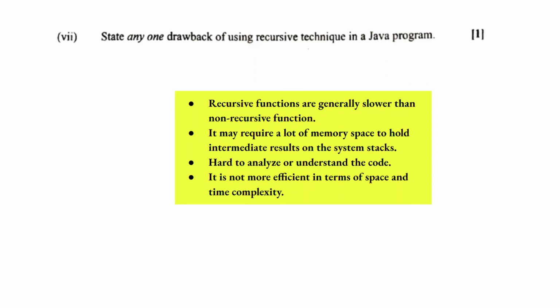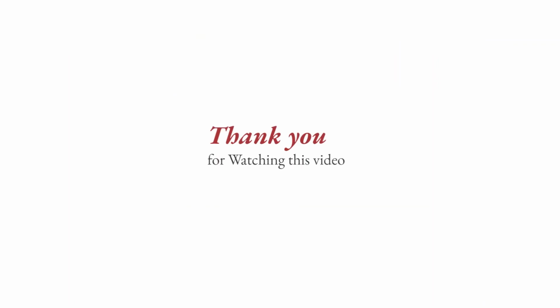Even in question 6, if you've seen, there was an example of recursion and it was very difficult to predict the answer if you don't know how exactly it is happening. So these are some of the drawbacks. You can choose any one of them as per the requirement of the question. So that was the last question of section A.